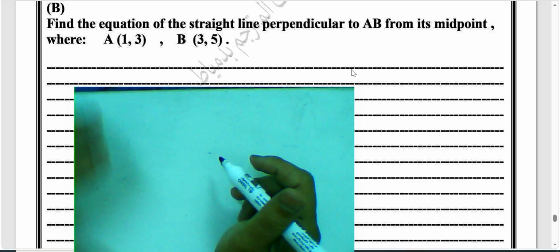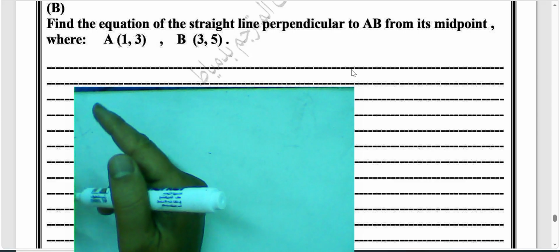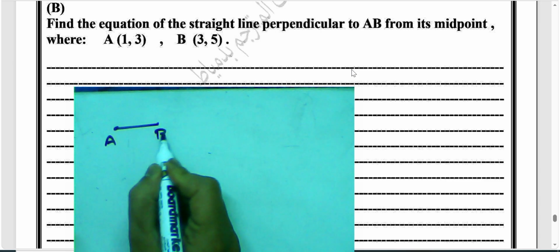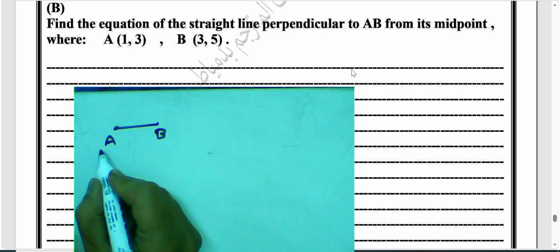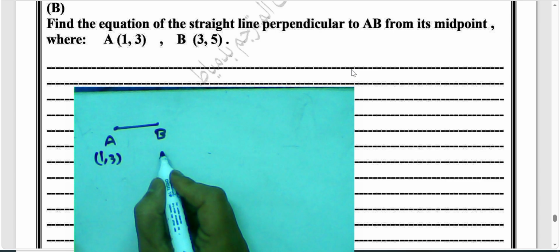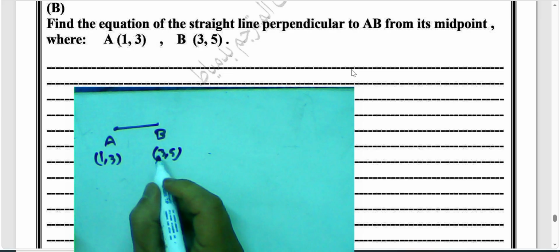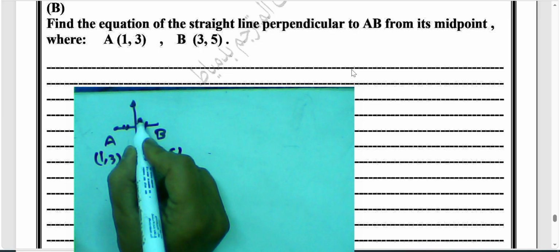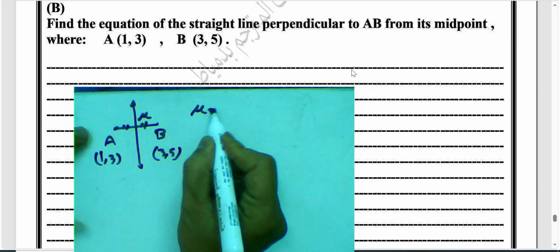Find the equation of the straight line perpendicular to AB from its midpoint, where A is (1, 3) and B is (3, 5). Okay, we have point A and point B. He gave me A as 1 and 3, and point B as 3 and 5. We want to find the equation which passes through the midpoint of AB. M here is the midpoint between A and B.